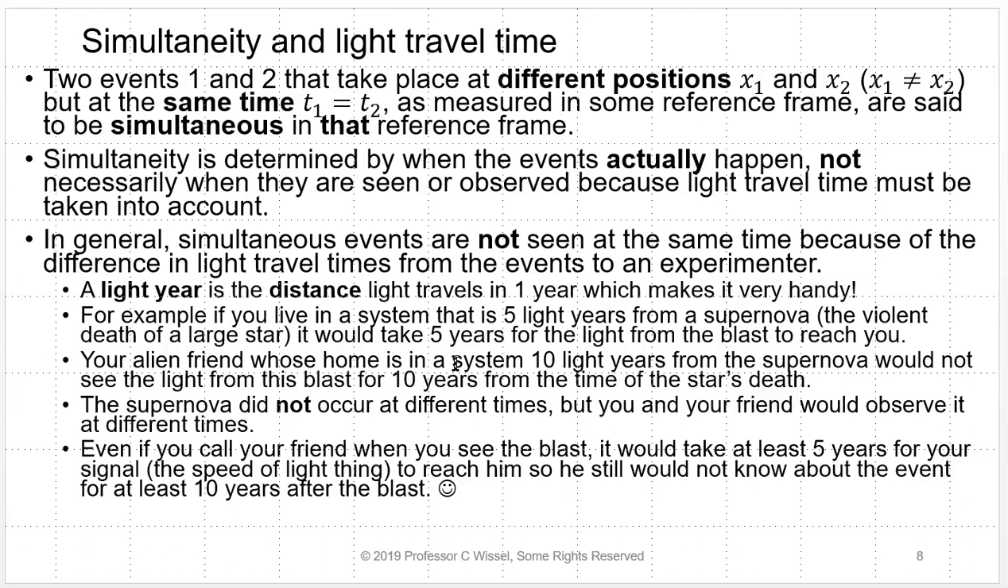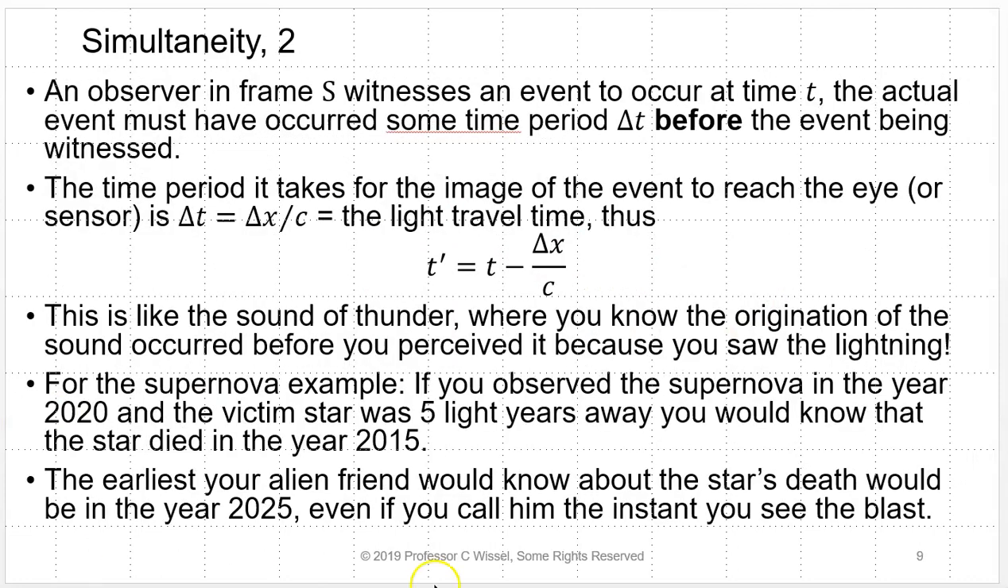Even if you could, now you're thinking, I can hear you thinking, you guys with the cell phones, everybody with a cell phone, right? I'm going to call him up and take a picture of the supernova and send it to him. Even if you do that, you call your friend when you see the blast. It would take at least 5 years for your signal, that's the speed of light thing, your signal does not travel faster than the speed of light, to reach him. So he still would not know about the event for at least 10 years after the blast. 5 years to reach you. You send him a picture of the supernova, it's going to take another 5 years for it to reach him. So it still takes 10 years for him to see it.